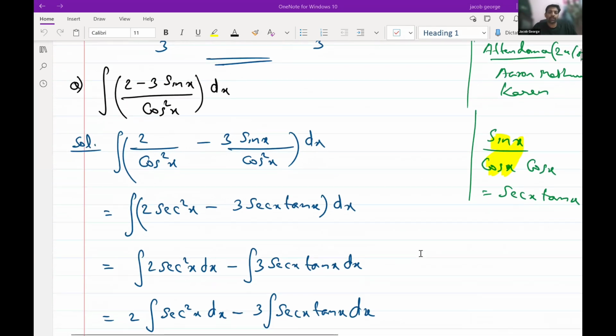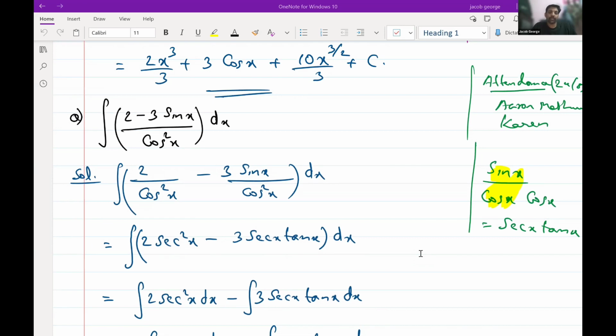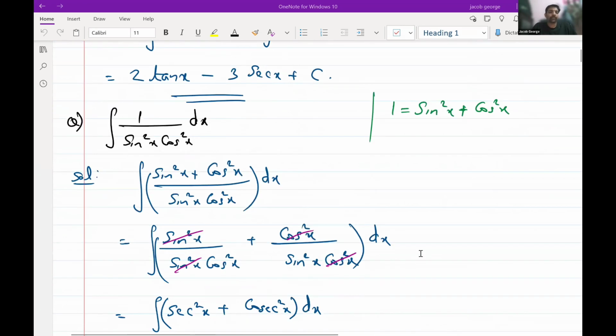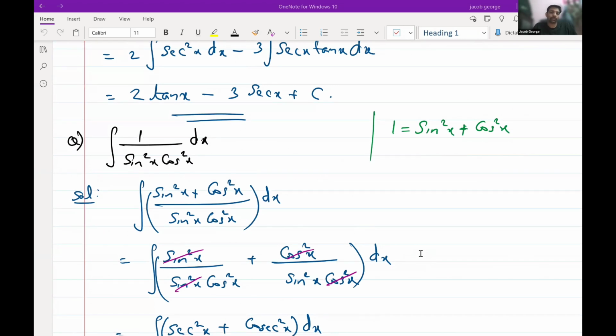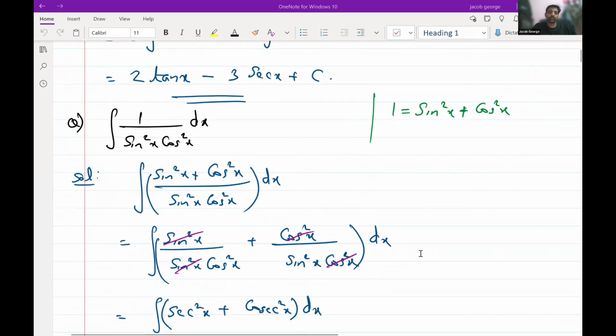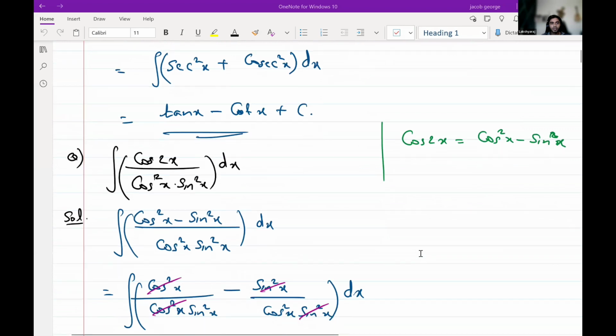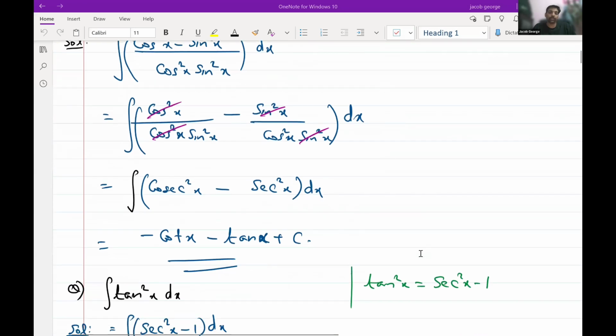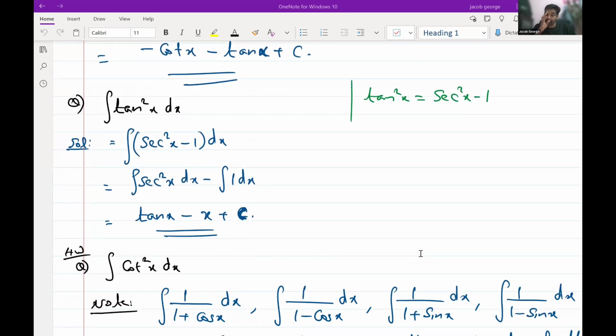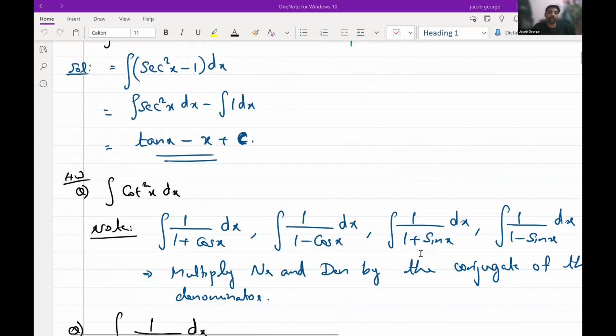Here, 1 by, this type of question, if it comes, we have to break it term-wise. 2 by cos square x minus 3 sin x, then we get direct integral result. And here 1 by sin square x plus cos square x, 1 should be replaced with sin square x plus cos square x. Then we have to break it into two integrals. Cos 2x is also the same way, cos square x minus sin square x. After that, we have to break this into two integrals. Tan square x dx is sec square x minus 1 dx. Then we can write the integral formula.